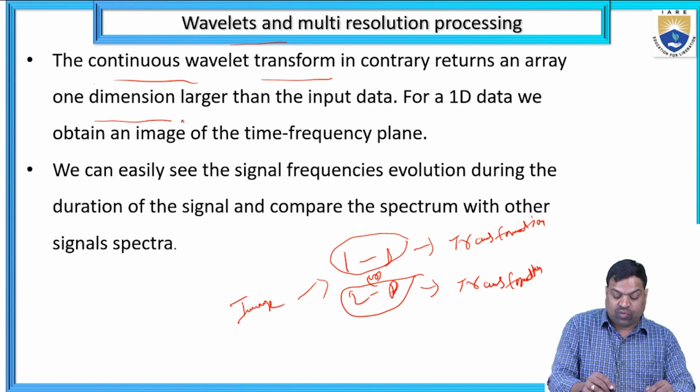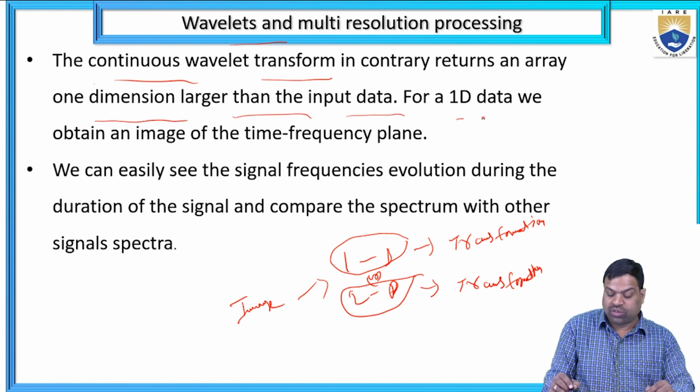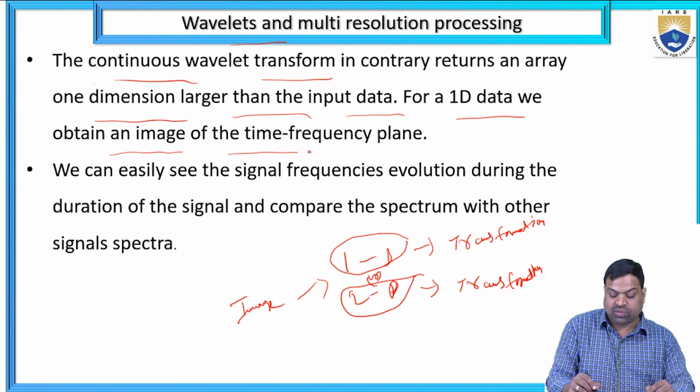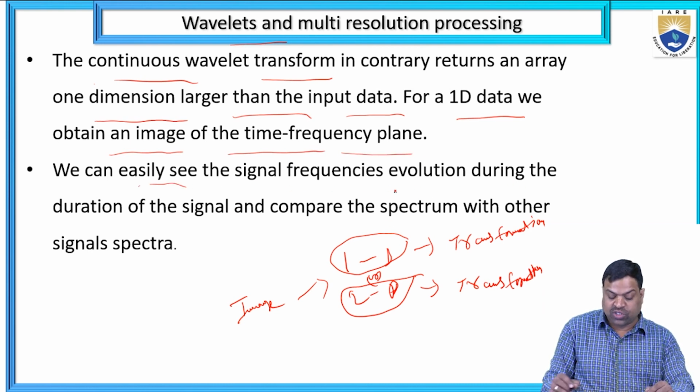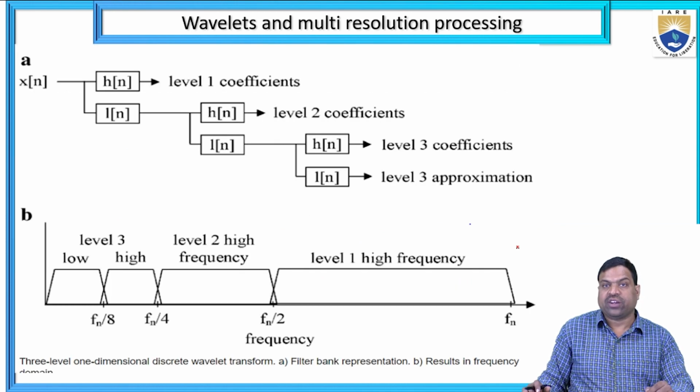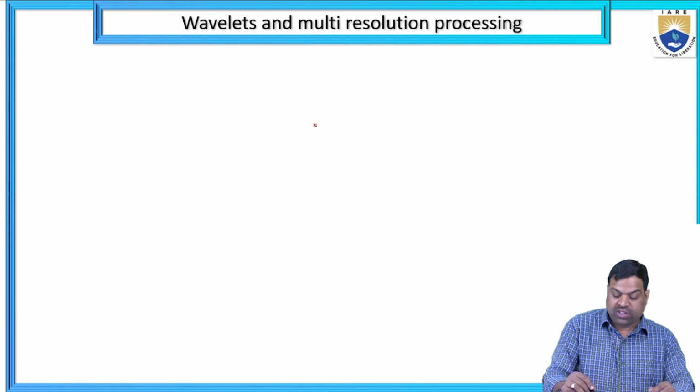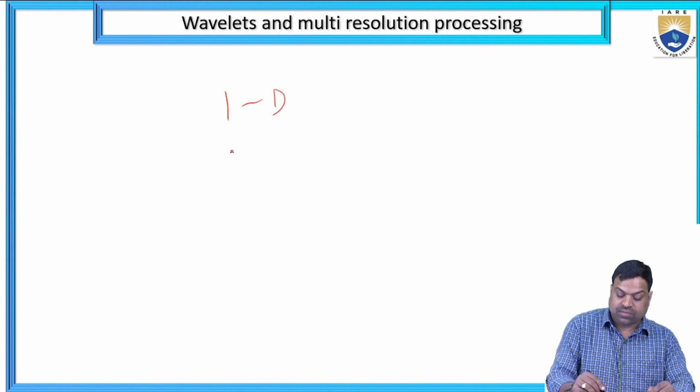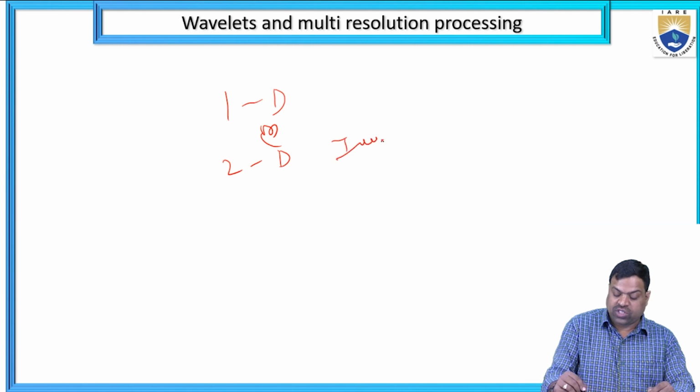It returns an array one dimension larger than the input 1D data. We obtain an image of the time-frequency plane. We can easily see the signal frequencies evolution during the signal and compare the spectrum with other signals. Here I am talking about only 1D. 2D we will discuss later. So what about 1D here?